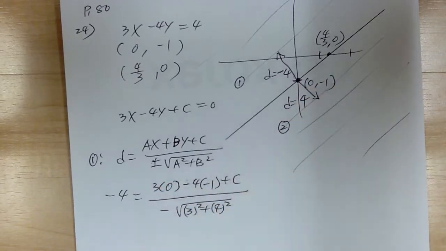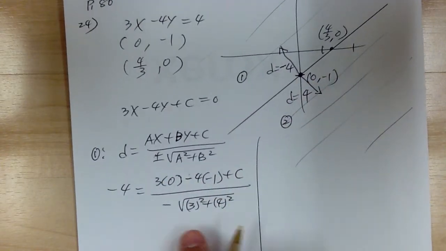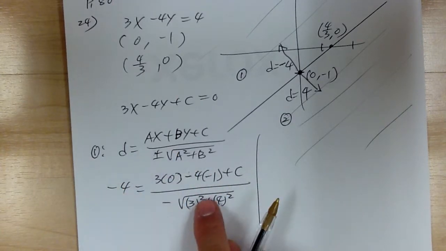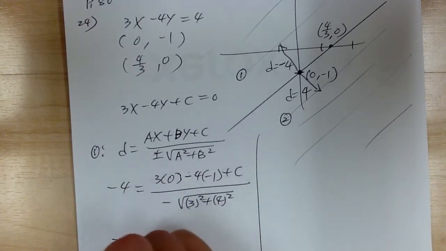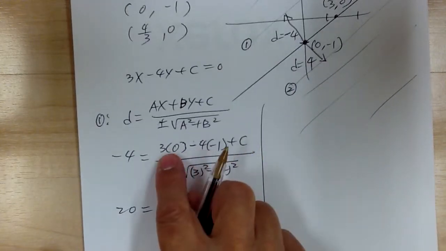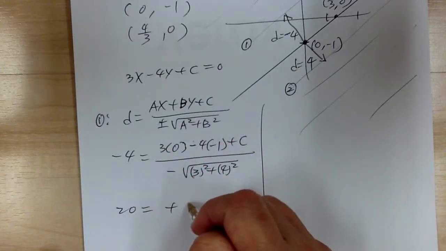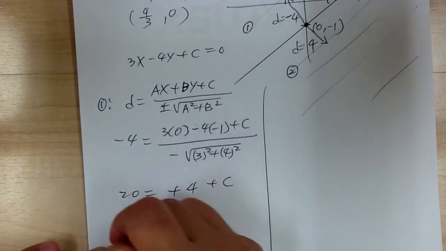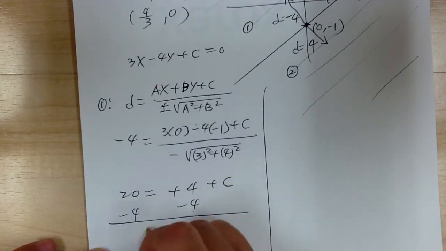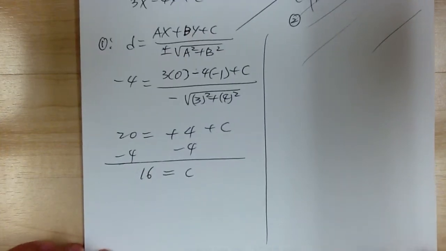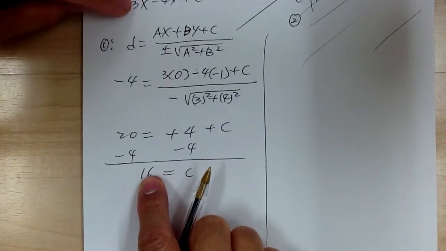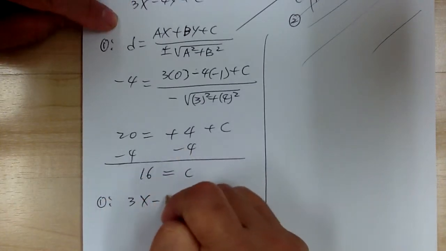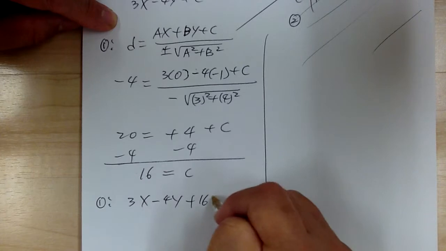X and y. Okay, so now you can go and cross multiply. Remember, this is 5. So when you cross multiply, you got negative 5 times negative 4 will give you 20. Okay, and this one you get 0 plus 4 plus c, right? And so minus 4, so c equal to 16. So once you find c equal to 16, you put it back in here. So for equation 1, you get 3x minus 4y plus 16 equal to 0.